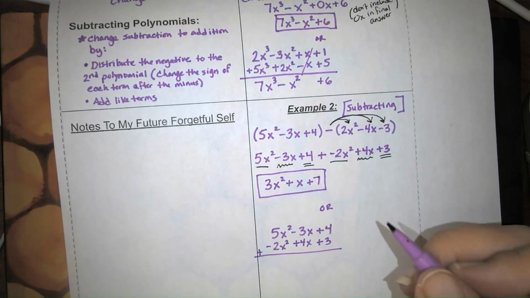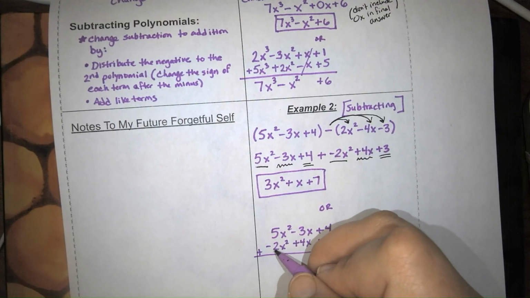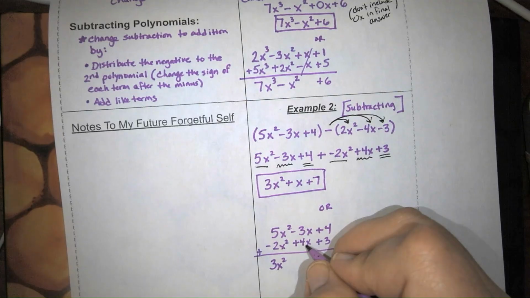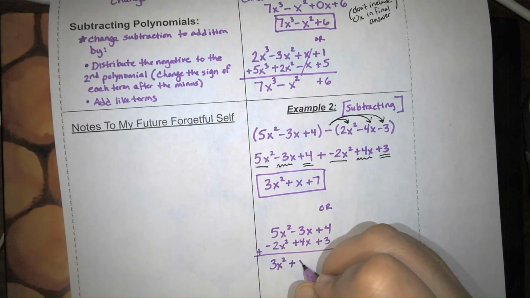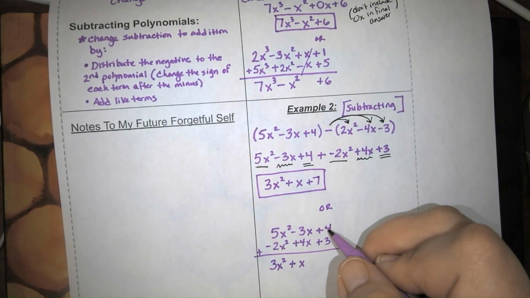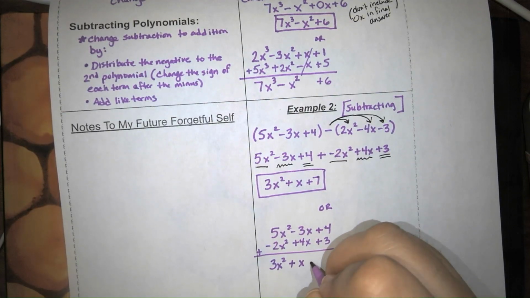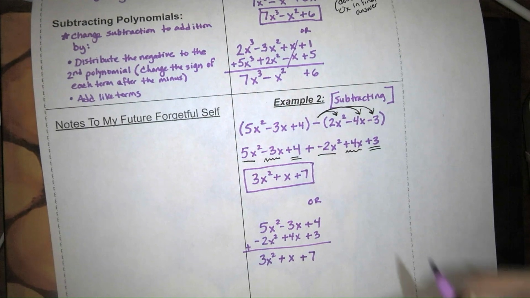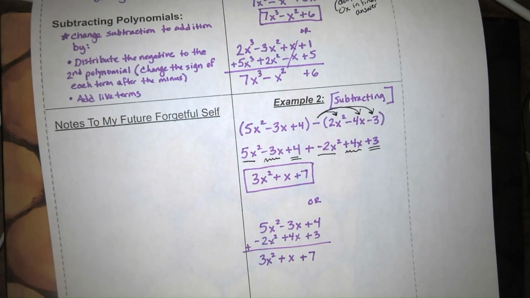So adding it down, 5 plus negative 2 is 3, so that's 3x squared. Negative 3 plus 4 is 1, so that's plus 1x or plus x. And positive 4 plus 3 is positive 7. So after, I'm going to make a note here that says after changing the signs, we're going to line them up.